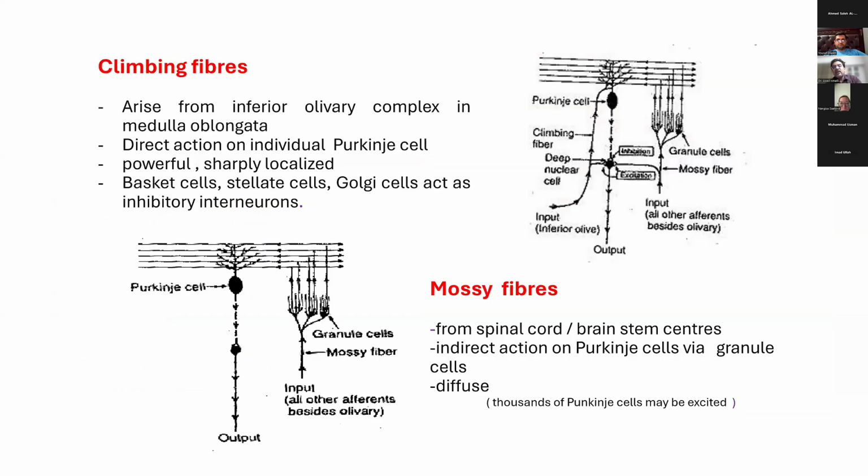So we also have climbing fibers. As the name suggests, they are climbing from downwards. So where are they coming from? They are coming from the inferior olivary nucleus from the medulla, and their direct action on the Purkinje cells is very powerful and sharply localized. The second ones are the mossy fibers. They are coming from the spinal cord and some portions of the brainstem as well. So they indirectly act on the Purkinje cells through granular cells.